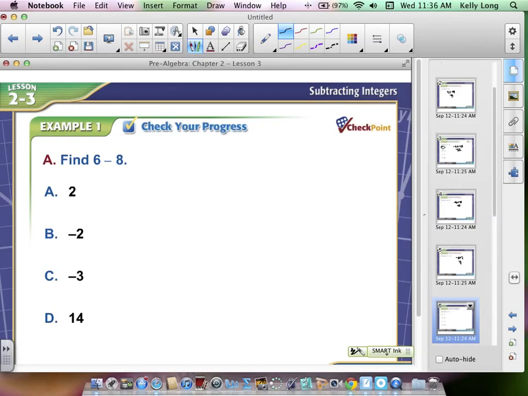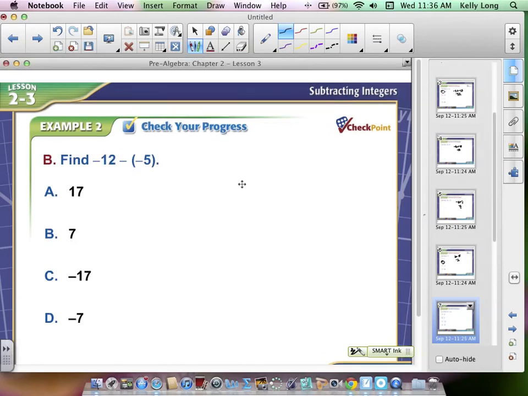6 minus 8. Okay, pause the video, do this one, and check yours against mine. All right, 6 minus 8, that's going to become 6 plus negative 8. I'm adding with unlike signs, so what do I do? I subtract. 8 minus 6 is 2, and take the sign of the number with the largest absolute value, so my answer would be choice B, negative 2. Okay? All right. What about this one?